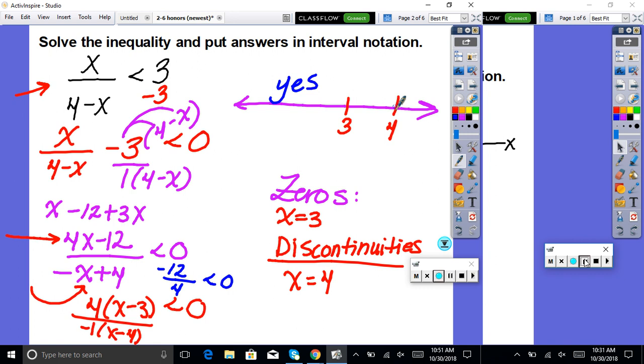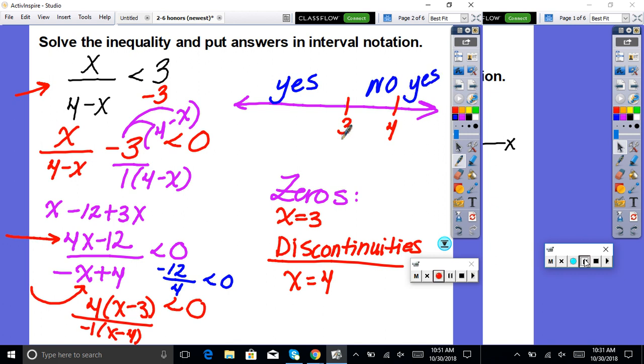So we got a positive number when you plugged in 3.5? So is 4 below 0? No. So we'd say no here. And then plug in a 5 maybe. Well, we can just picture it because this one's easy. 4 times 5 is 20. 20 minus 12 is positive, correct? Then on bottom we have negative 5 plus 4, which is negative. A positive on top and a negative on bottom would be negative, which is below 0, so we'd say yes.